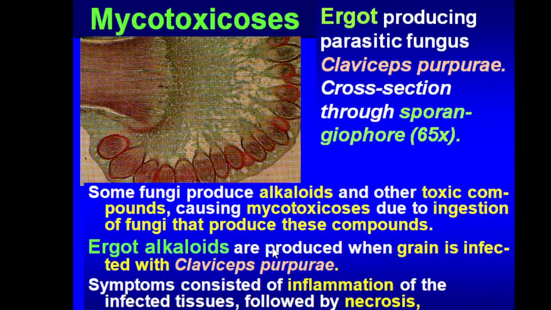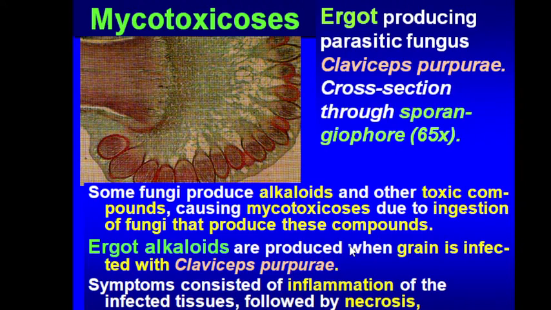So the first example of mycotoxicoses is the ergot-producing parasitic fungus that is called Claviceps purpurea. And the toxic substance is ergot. You can see the sporangia there and the spores that undergo maturation. So they may produce alkaloids and other toxic components, and then they can cause mycotoxicoses due to the ingestion of the fungi that produce this or the substrate where these fungi grew.